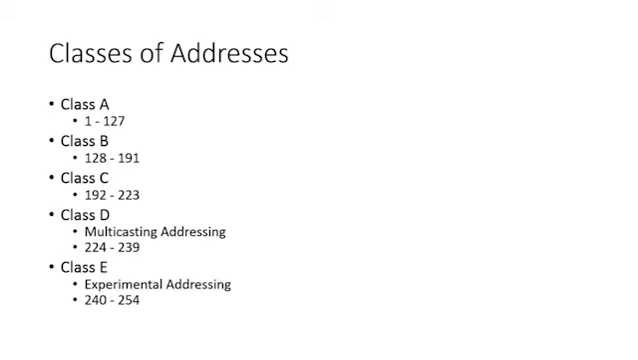A Class B would be 128 to 191. A Class C would be 192 to 223. And now we have a Class D and E that we haven't talked about yet. A Class D is for multicasting addressing, and that's from 224 to 239. And then we have an experimental range out there, which is 240 to 254.